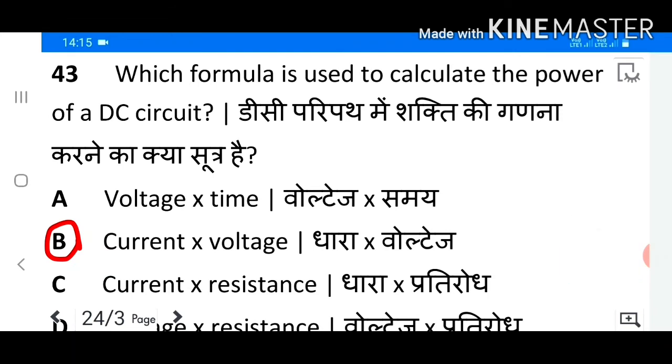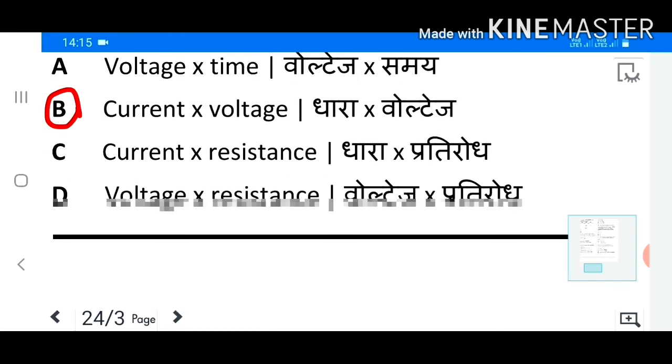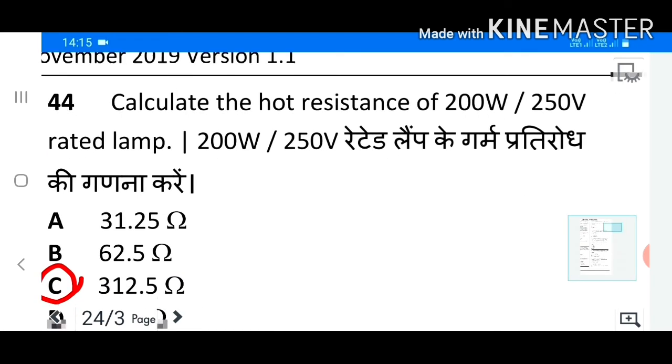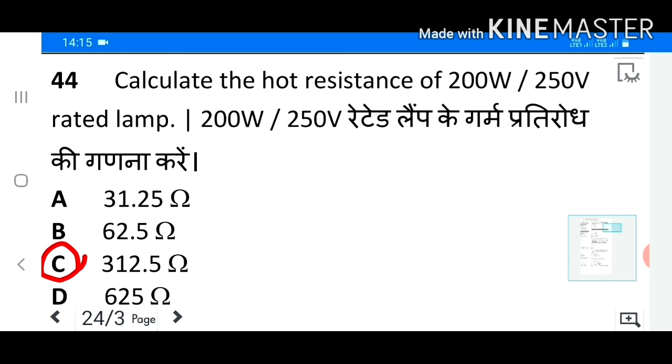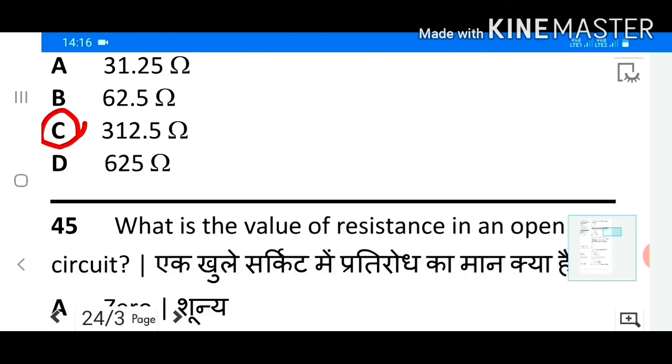43. Which formula is used to calculate the power of a DC circuit? Answer B. Power equal to current into voltage. 44. Calculate the hot resistance of 200 watt for 250 volt rated lamp. Answer C. 312.5 ohm.